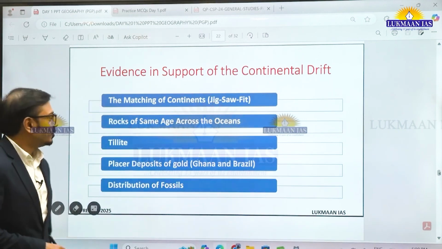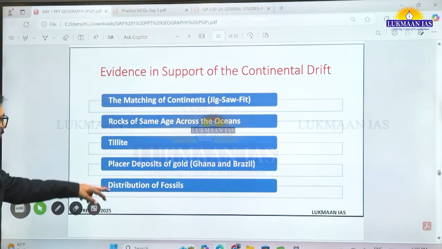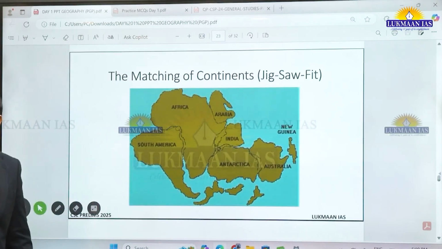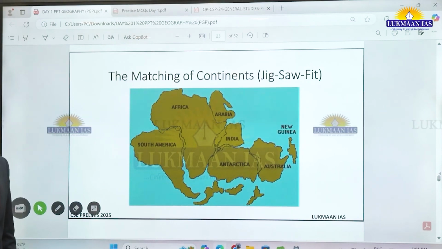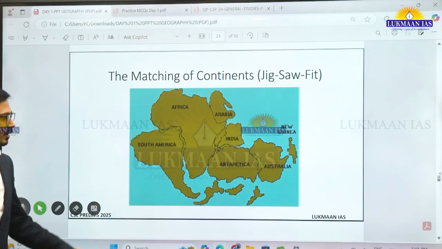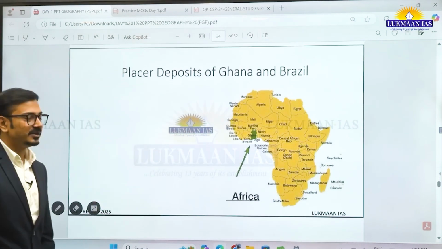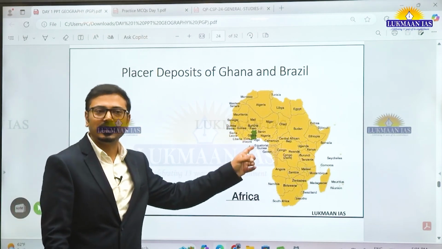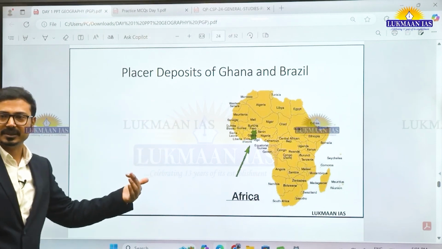ठीक है, so evidences. Matching of continents, jigsaw fit, like this one, look at this, matching of continents, jigsaw fit, exactly matching all the coastlines. So that's why it was felt that sometime in the past they may be part of one larger continent or larger land body. Second, placer deposits of Ghana and Brazil. So it has been found the placer deposits in Ghana, gold deposits, but the source rock is located in Brazil.